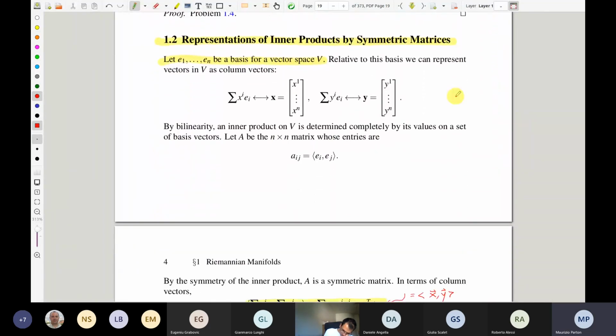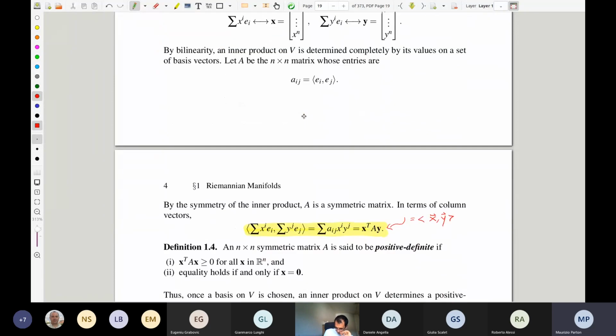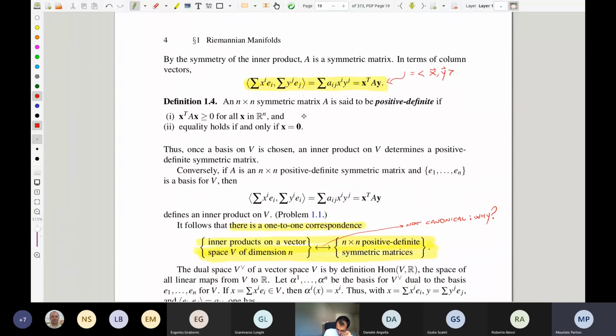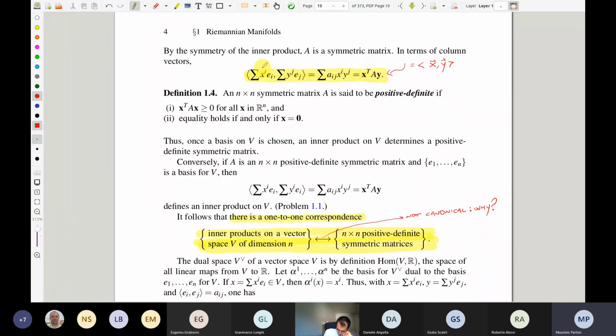Now, of course, since the metric is a bilinear form, it means that once you choose a basis for the vector space, you can represent this product between two vectors by matrix multiplication. And the standard formula is this one. You see? I think it's a formula that you already know.